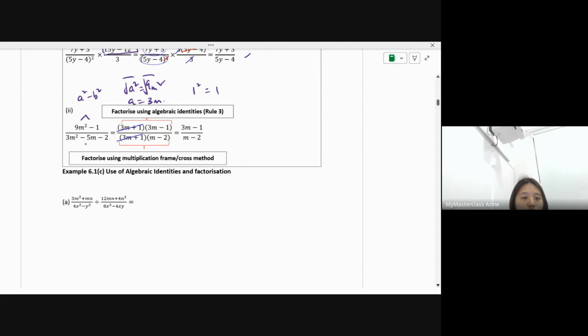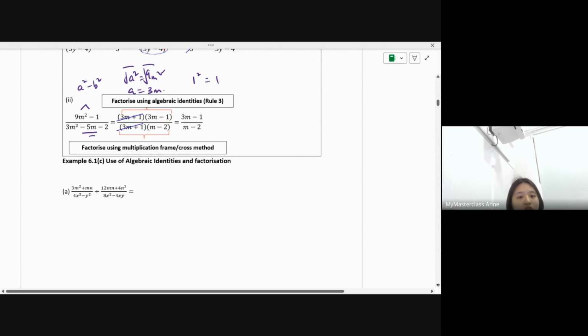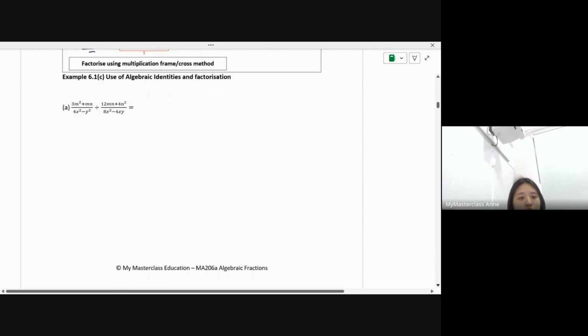Then below, you just do factorization using your cross method or multiplication frame. Eventually you get 3m plus 1 times m minus 2. So you can cancel out the 3m plus 1 and your final answer will just be 3m minus 1 divided by m minus 2. This one done already. Then we try to do questions.